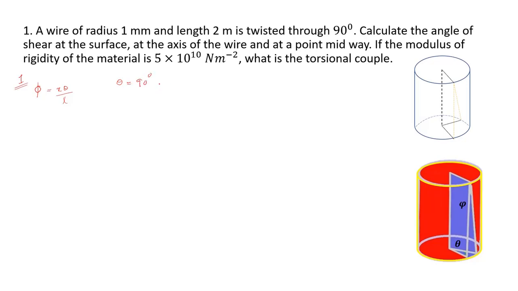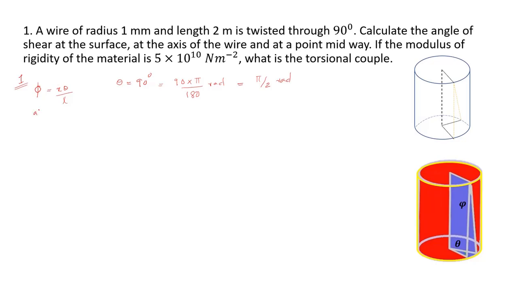How can we convert degree into radian? It is 90 into pi by 180. This is how we convert degree into radian. So it is 90 into pi by 180 radian, that is nothing but pi by 2 radian. So 90 degrees is pi by 2 radian, and theta and length are always constant. So what is changing is x.